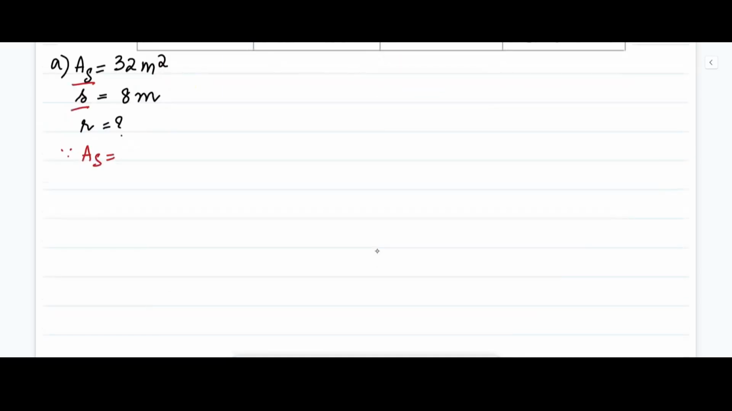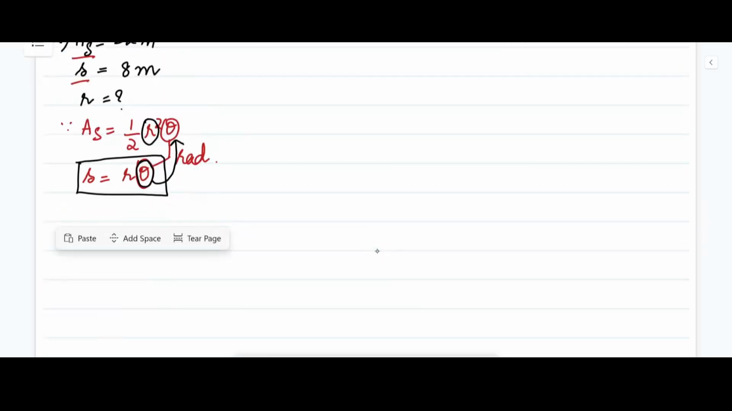Area of the sector is equal to half r square theta, and arc length is equal to r theta. And note that in these two formulas, theta is always in radians. Using the arc length formula, we can find out the value of theta in terms of r, and then substitute the value of theta in terms of r in the area of the sector formula and find out the value of r. So first use this arc length formula to find out the value of theta.